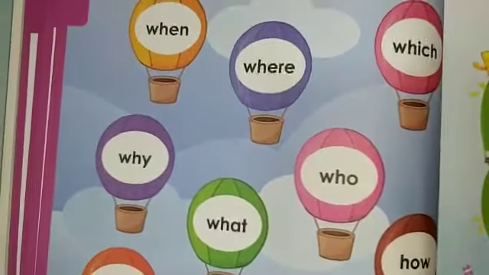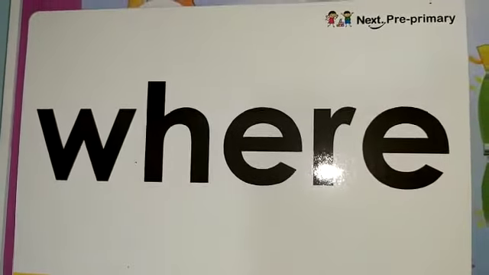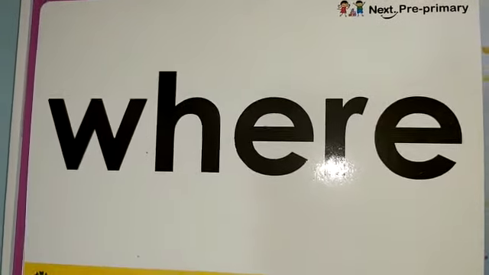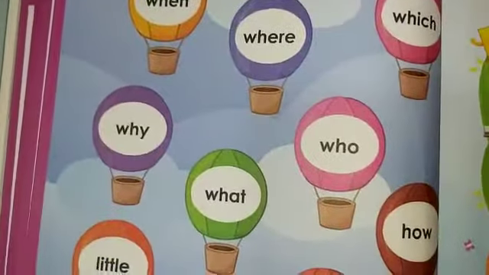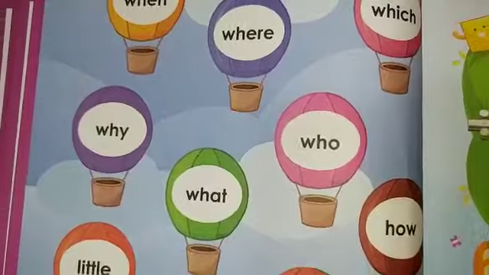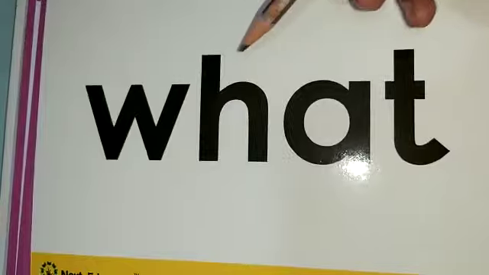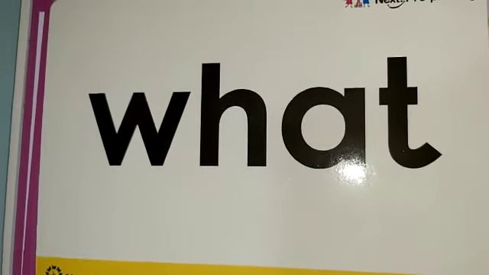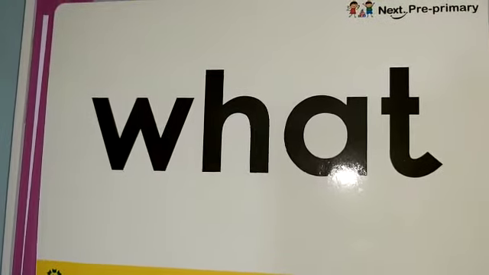Now, after this, let's come up to the next one. What is over here? Where. W-H-E-R-E, where. You can see that in a sentence like, where are you going? So, what is the sight word over here? Where. Now, the next one. What. W-H-A-T, what. What are you doing? What is the sight word? What.